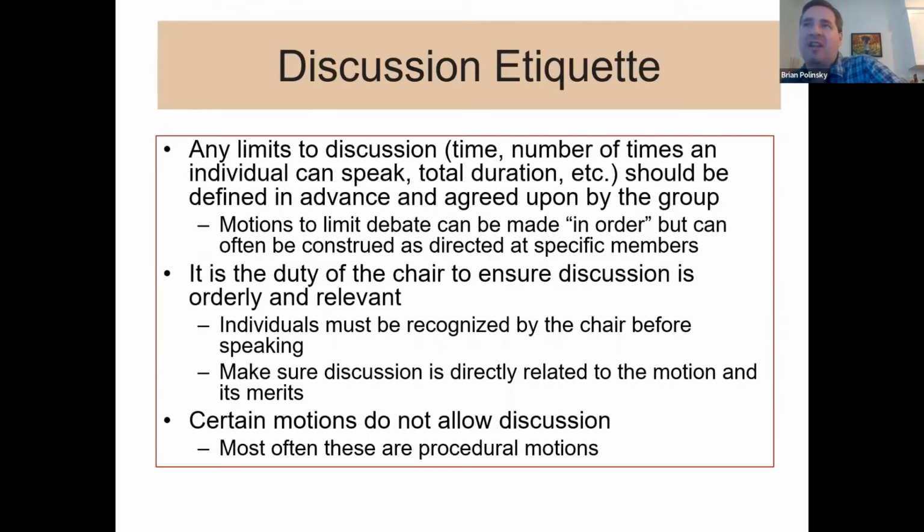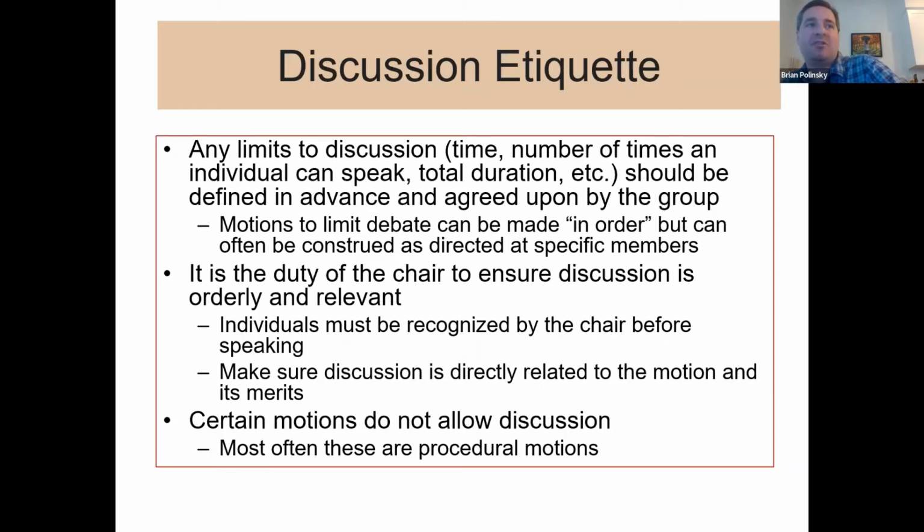A little discussion now of discussion etiquette. So any limits to the discussion, in other words, the time of the discussion, the number of times an individual can speak, the total duration, etc., should be defined in advance and agreed upon by the group. Motions to limit debate can be made in order, and I'll talk about that a little later, but that can often be construed as directed at specific members. So it's better most of the time not to have to make those types of motions to limit debate. It's good to have ground rules set up in advance.